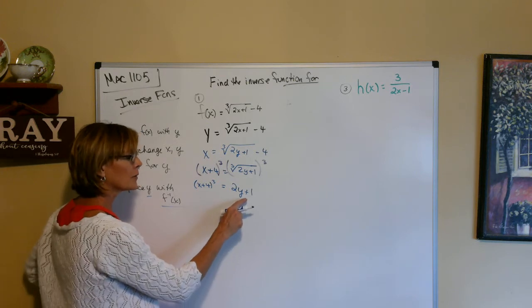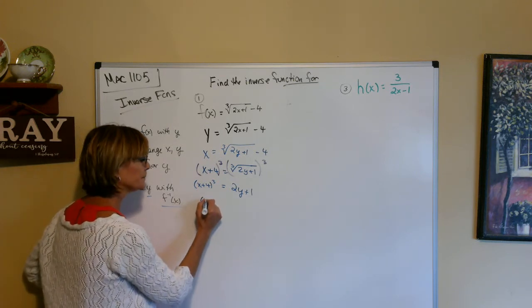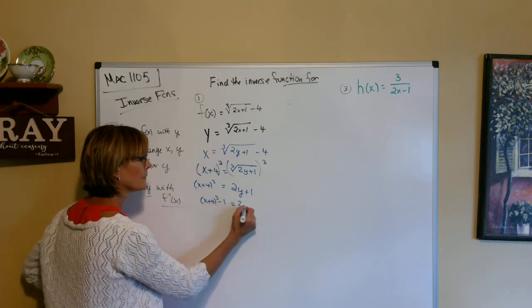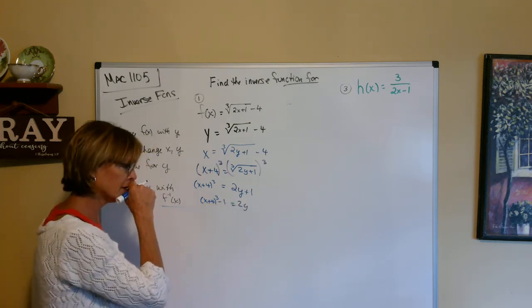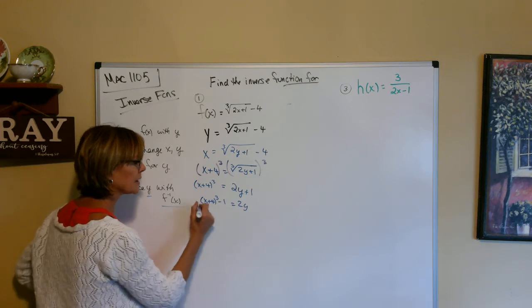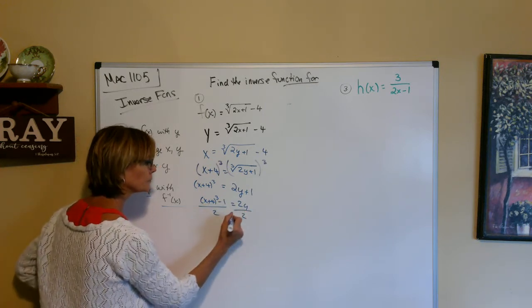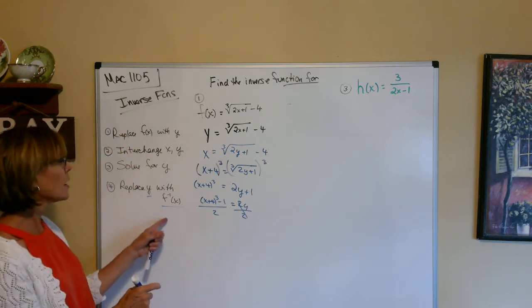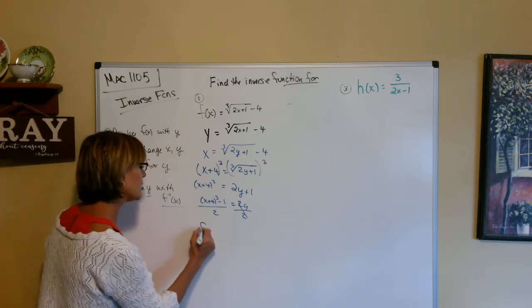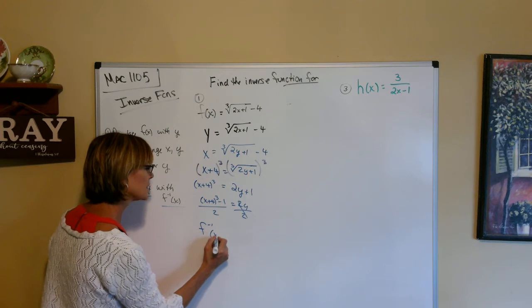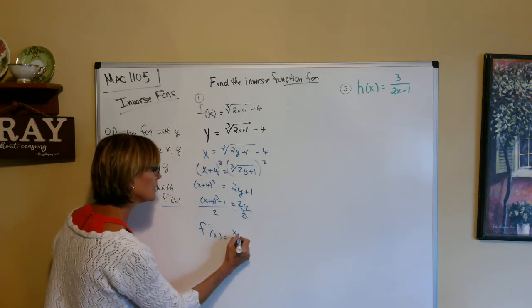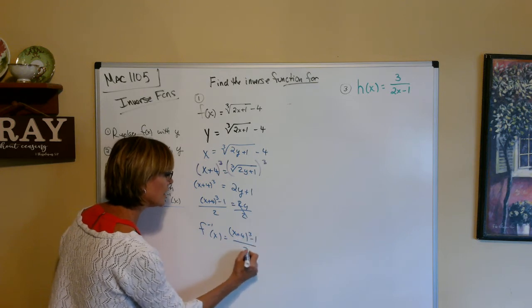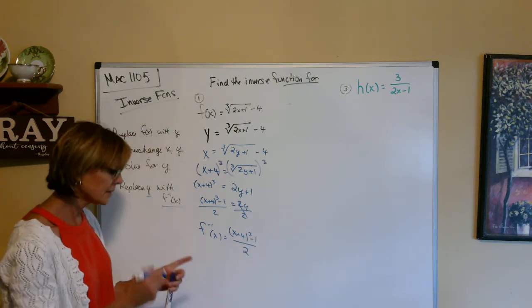Now, to solve for y, we're going to subtract 1 from both sides. And then we need to divide both sides by 2. And that's what y equals. The last step is to replace y with f inverse of x. So we're going to say that f inverse of x is equal to x plus 4 cubed minus 1 divided by 2. And that's number 1.